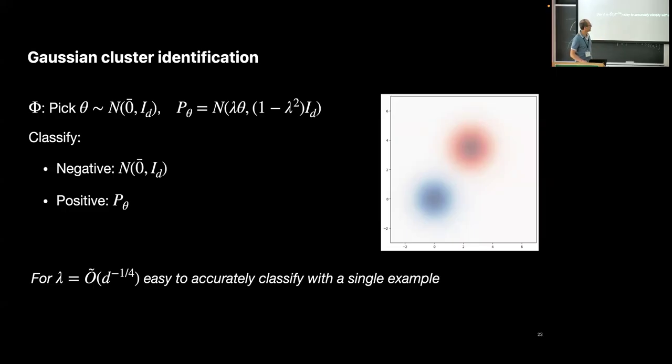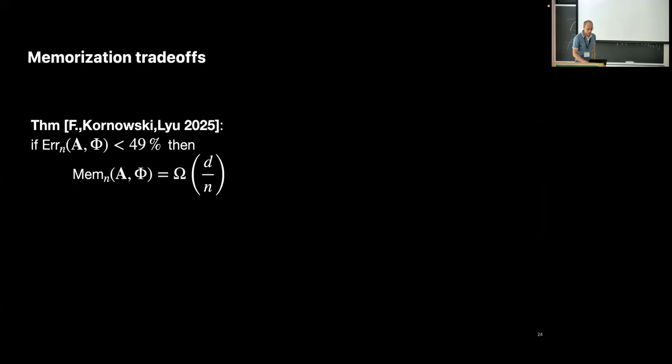So now the question: can you do it? Well, do you have to memorize? The first result I would like to tell you about is from joint work with Guy Kornowski and Xin Liu: any algorithm which has non-trivial accuracy on this problem will need to memorize a number of bits that scales as d over n. So if you observe relatively few examples, like order 1 example, the number of bits you will need to memorize is order d, essentially a constant fraction of the information in the vector that you have, ignoring some quantization issues.